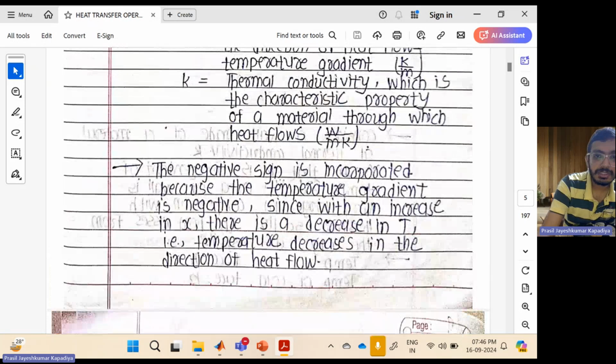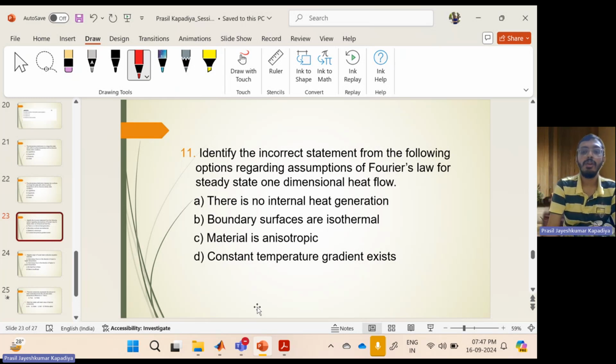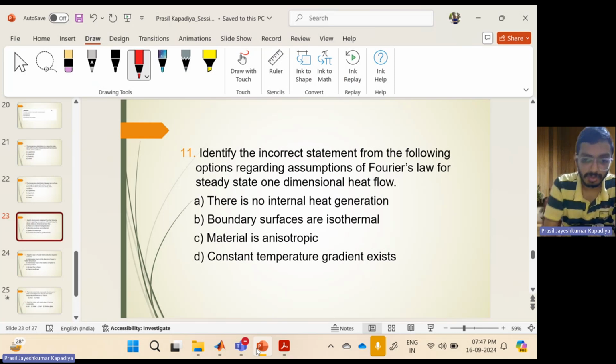So when we derive this equation, what is written? There is no internal heat generation, correct? We are not saying that some heat is generated from the body itself. Then boundary surfaces are isothermal, so there is no heat loss. Then third is material is anisotropic. So this is completely wrong. Material is isotropic, meaning in all directions the properties of the material are the same. If it is anisotropic, then in x direction its conductivity will be different, in y direction its conductivity will be different. So the material is not anisotropic, the material is isotropic. And option D is constant temperature gradient exists, so this is also correct. So our answer is C. Material is anisotropic, so that is completely wrong. The material is isotropic.